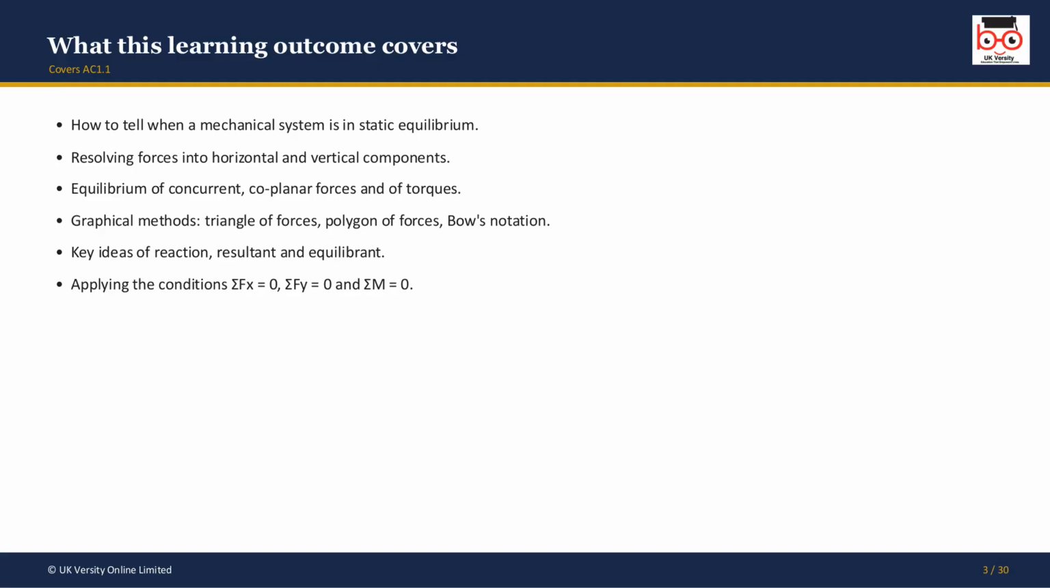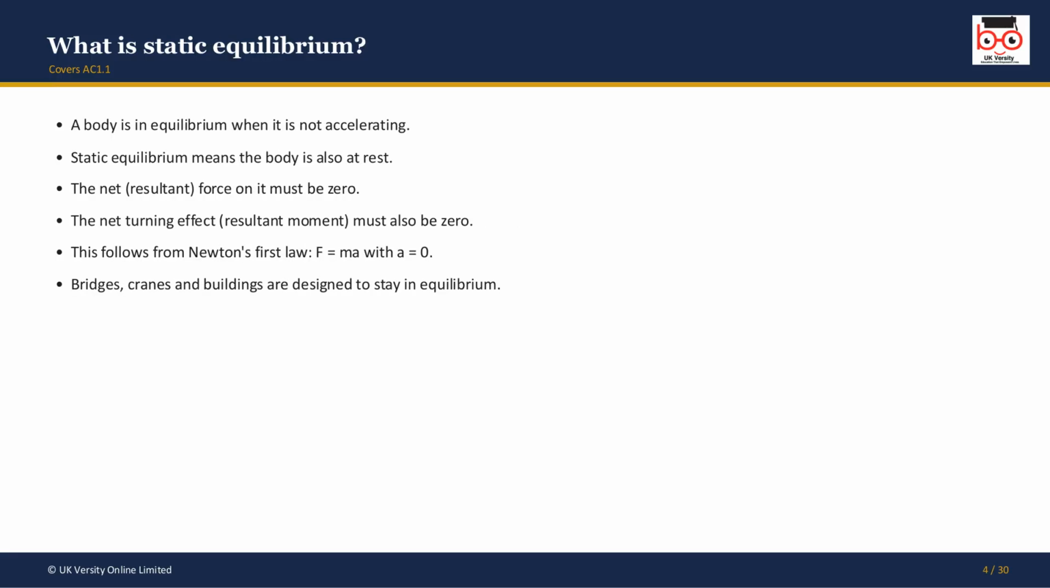We'll learn how to spot when a system is in equilibrium, how to break awkward angled forces into horizontal and vertical parts, and how to handle both forces meeting at a point and turning effects. Along the way, we'll pick up some neat graphical tricks, the triangle and polygon of forces, and Bow's notation, and we'll lean on three conditions throughout. The sum of the horizontal forces is 0, the sum of the vertical forces is 0, and the sum of the moments is 0.